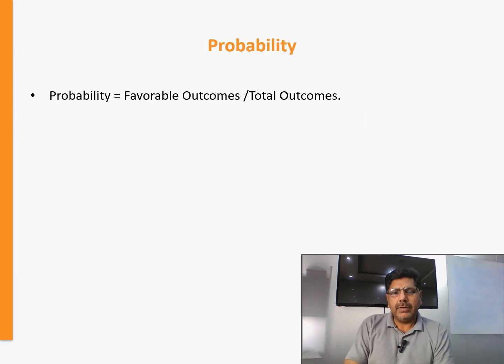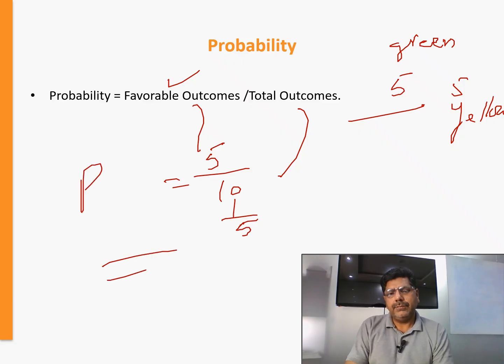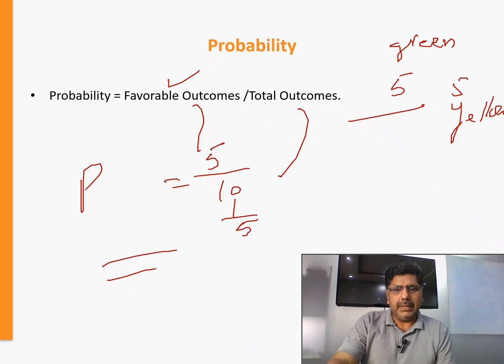Here, probability is favorable outcomes over total outcomes. For example, 5 t-shirts are green and 5 are yellow. What probability will there be if you pick a green shirt randomly? So 5 over the total, which is 10. So it will be favorable outcomes over total outcomes, which is 1 over 2. Similar to this, we will be solving our probability problems.